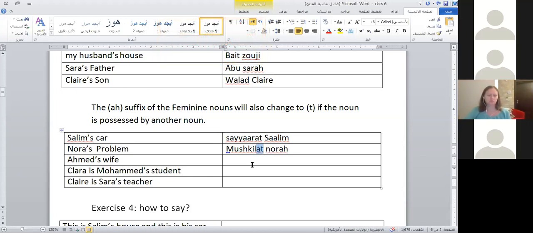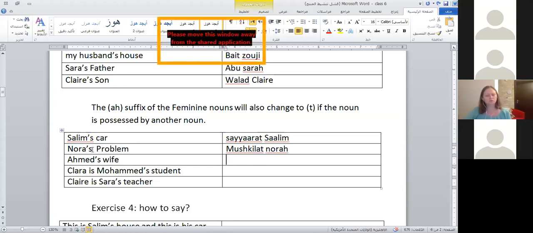Okay, Zainab, how to say Ahmad's wife? Why not مشكلتها نورة? Because that means her. مشكلتها نورا if we are saying her problem, Noura. Here we are saying simply Noura's problem, not her problem, Noura.